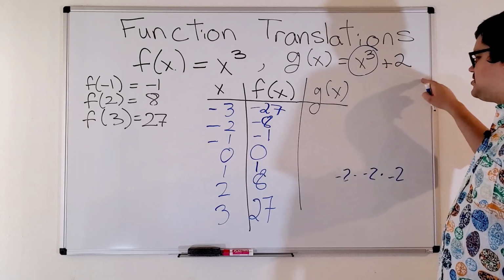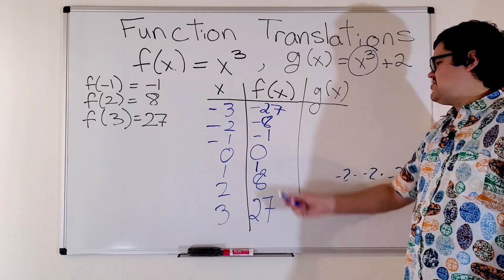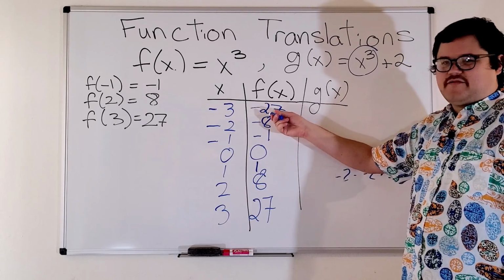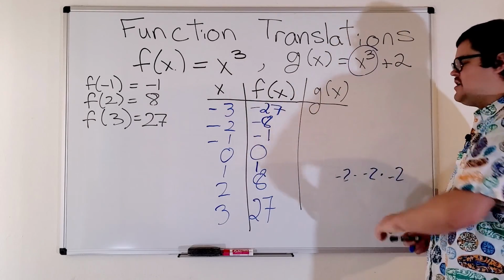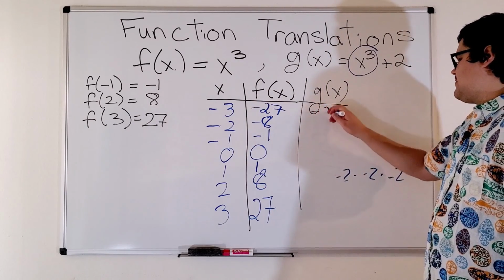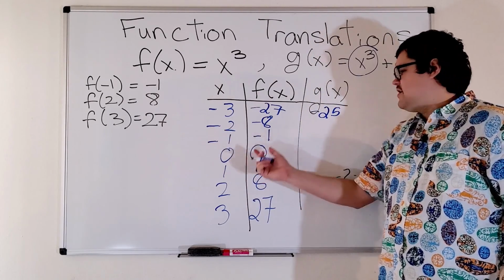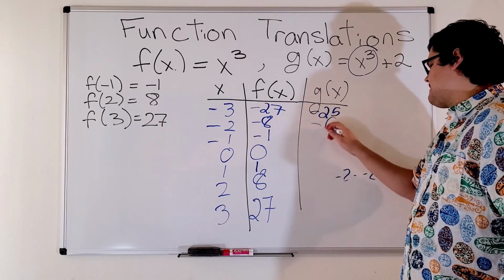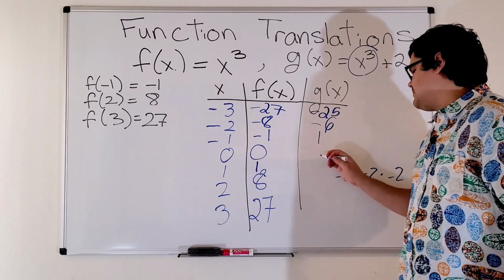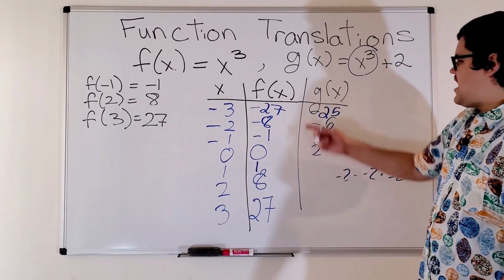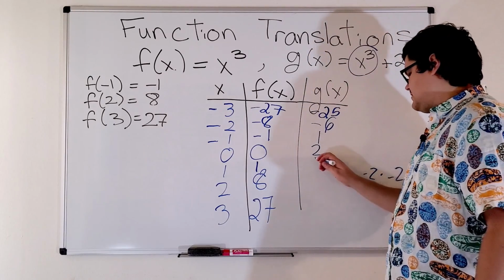And these are easy enough to compute, because g of x is just this guy, which was f of x plus 2. So what's the output value for negative 3? Well, it's just f of x, negative 27, plus 2. So negative 27 plus 2 takes us to negative 25. Similarly, the output value for negative 2 is this plus 2. For this, it's this plus 2. This plus 2. Okay, so we're just adding 2 to the column for f of x to get the column for g of x.